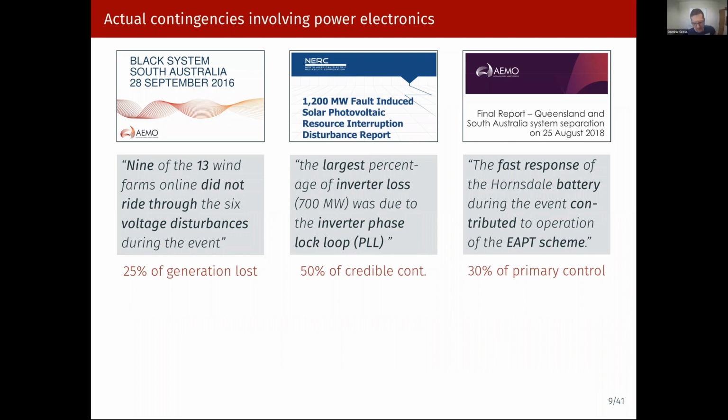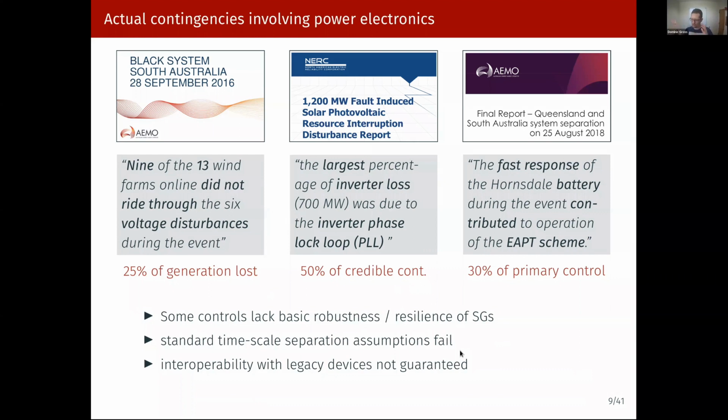Then standard timescale separation assumptions, where you assume that all the machine dynamics are slow, so I can neglect the network dynamics when analyzing those, don't work anymore. And then the biggest problem is actually interoperability between all of these converter interface devices that are integrated into the grid with legacy devices and protection. There's basically very few guarantees on these things.